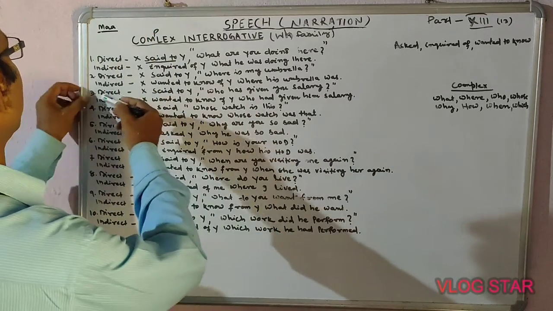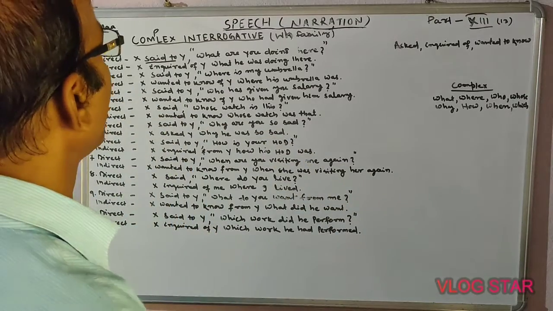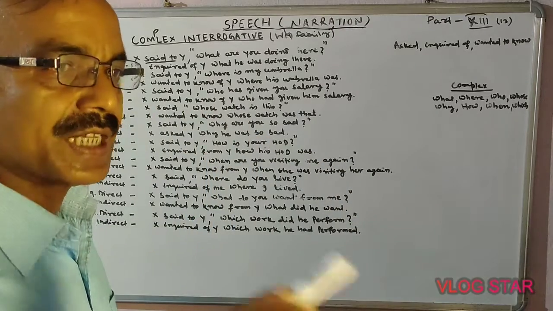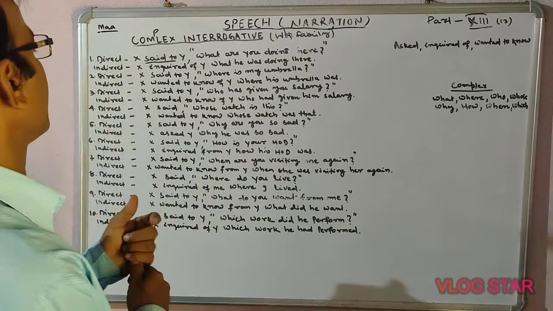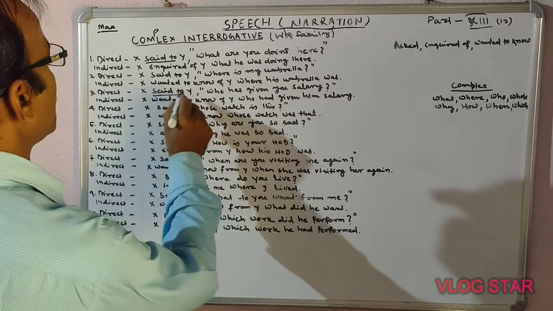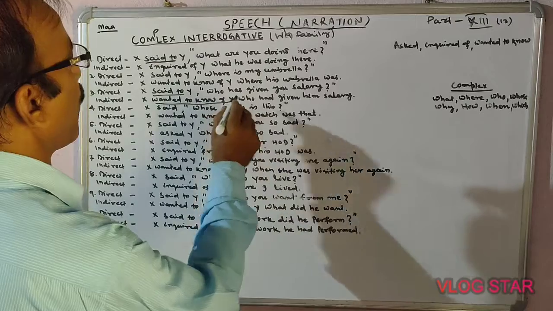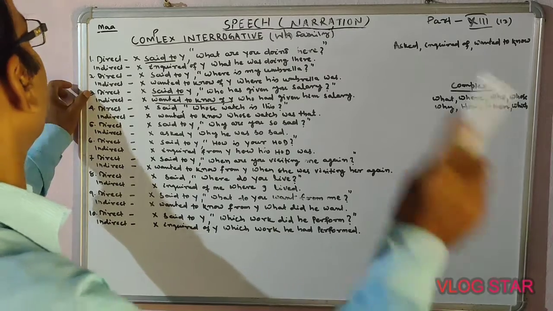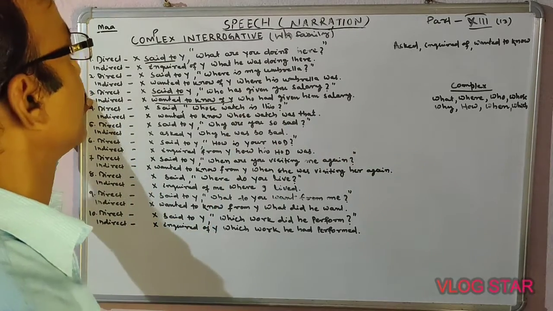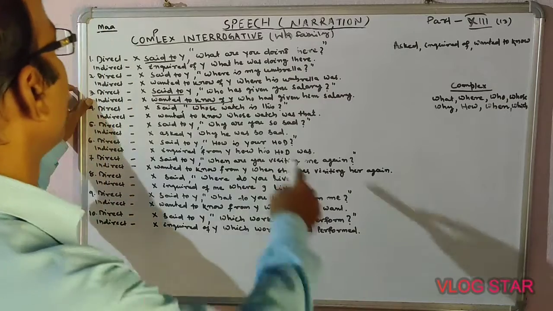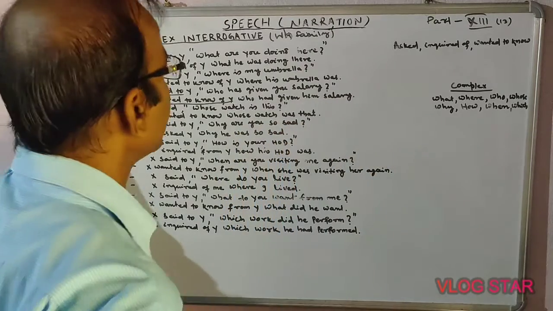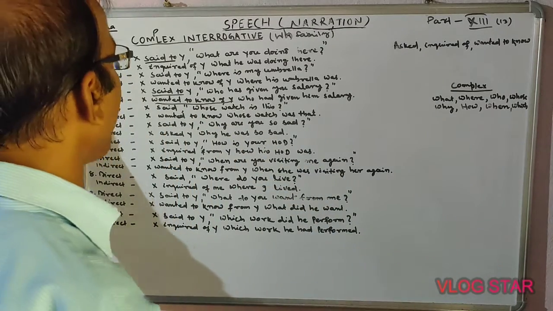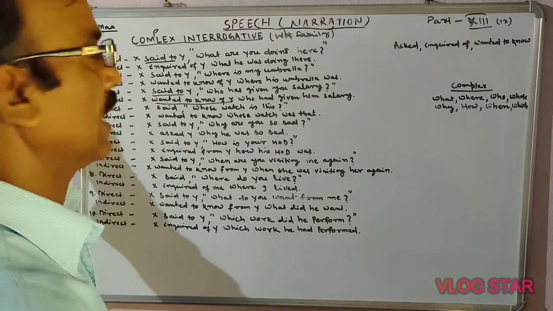Next, direct speech. X said to Y, who has given you salary? In indirect speech, instead of said to, X wanted to know of Y, but in direct speech it was who has; in indirect speech it will be who had. Who has given you salary? Here it will be who had given him salary. That means X wanted to know of Y who had given him salary.